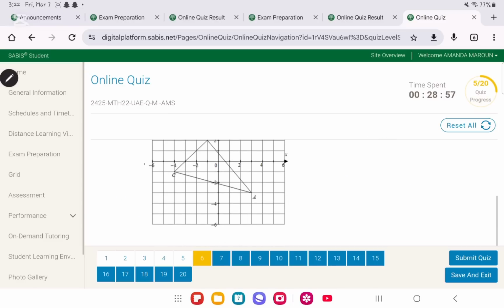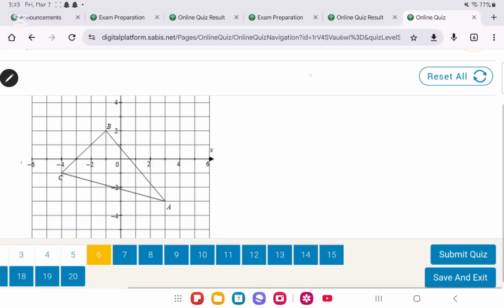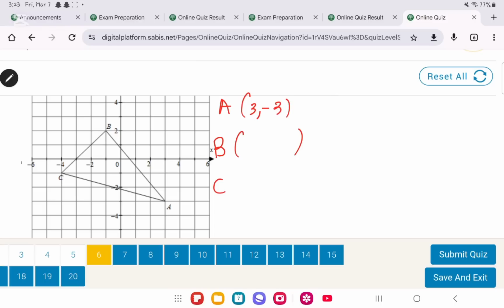So first, what we did last time, and what I personally prefer to do, is to take the 3 points that we will be working with, which are A, B, and C. We know that A, by looking at the graph, is 3, minus 3. And B, by looking at the graph, is minus 1, 2. And C, by looking at the graph, is minus 4, minus 1. So let us write these because they are going to be very beneficial to us.